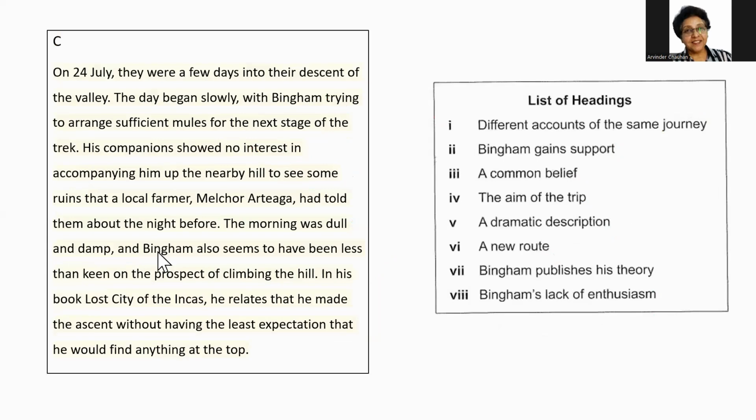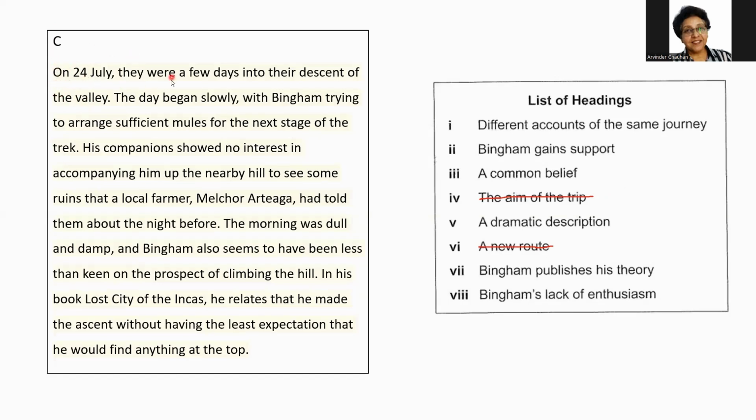Okay. Now here we go to paragraph C. Now paragraph C talks about, so let's just mark off the ones that we have eliminated. The aim of the trip and the new route. These have been done. Let's just strike them out, and a new route, so that we know exactly what our options are, right? Okay, let's come back to paragraph C.